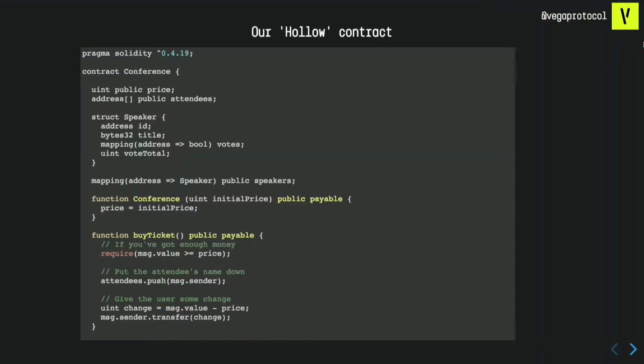So once we put it all together, this is our hollowed out smart contract. It's just a little reminder, we've got a contract called conference, we've got a price, we've got an array of addresses, we've got a struct called speaker, and we could then put all that code together and say, well, the speaker keeps track of which Ethereum addresses have voted for which person, and then we can have a number of votes and put all that code together. It doesn't quite fit on the same slide, but we can fix that.